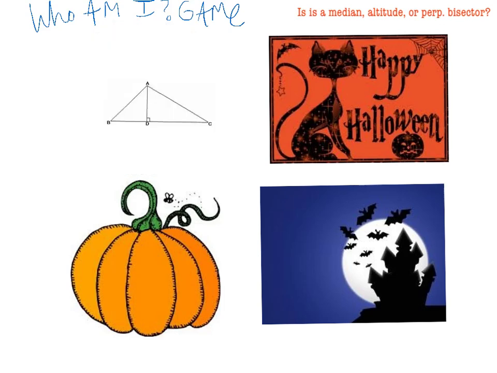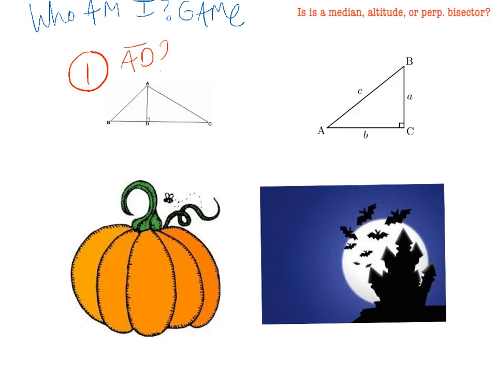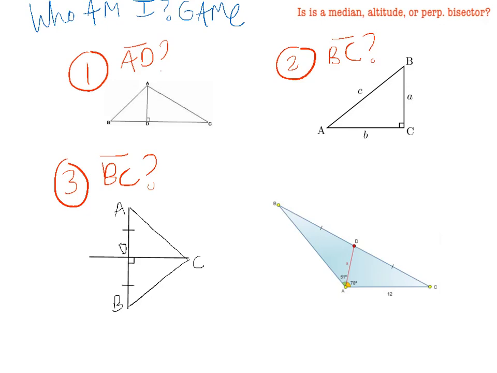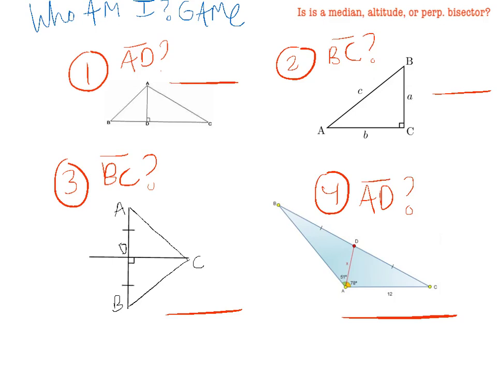There's this triangle. We'll call this question 1. I'd like to know what's AD. There's question 2. Here I'd like to know what's BC. There's question 3. Here I'd like to know what's BC. And last but not least, question 4, I'd like to know what is segment AD. Go ahead and pause the video and write down next to each one, after you copy the diagram, what each of these is. Go ahead and pause the video and unpause when you're ready.